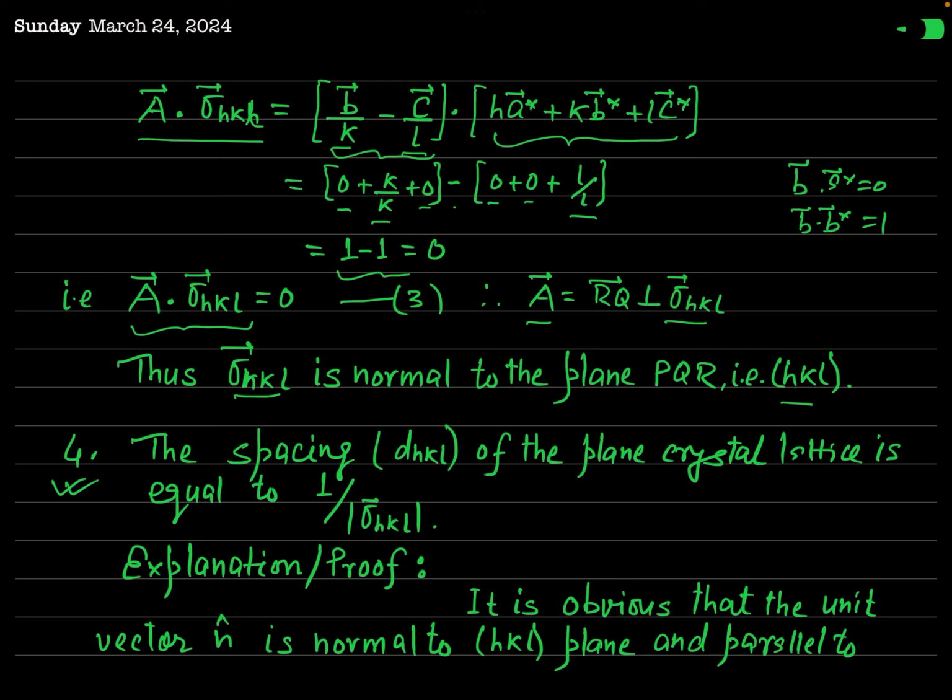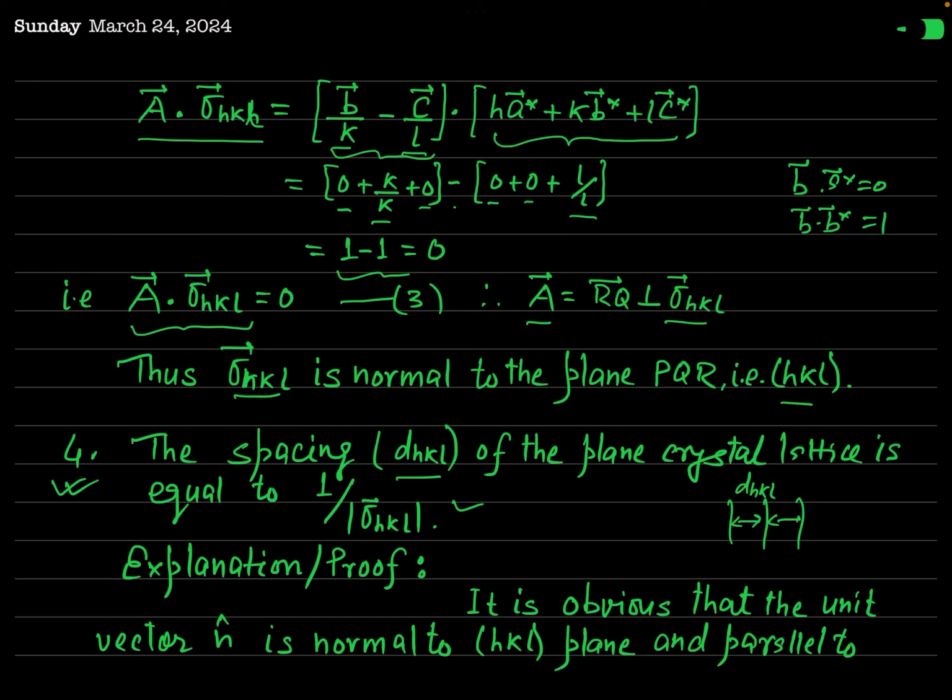Now the fourth property we are going to see is that the spacing d_hkl of the plane crystal lattice is equal to 1 over modulus of sigma_hkl. It means if you are considering parallel planes, and suppose these planes are hkl planes, then the distance between two parallel planes is d_hkl. This is also called interplanar spacing.